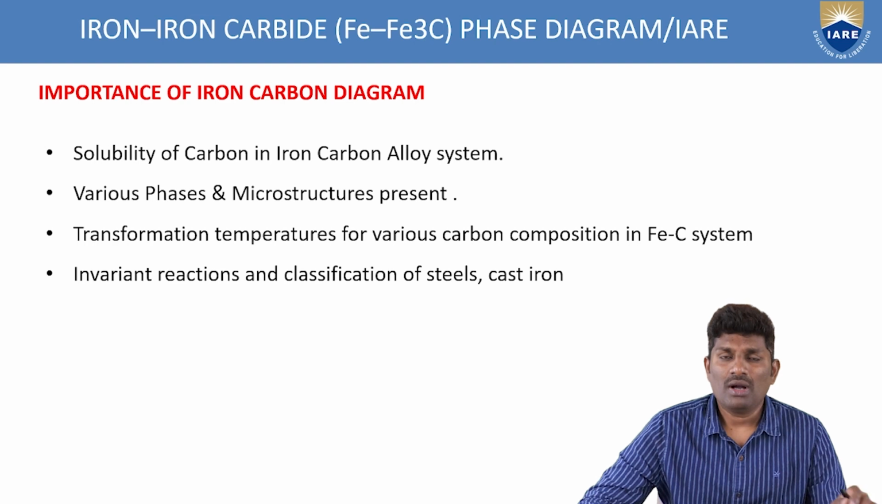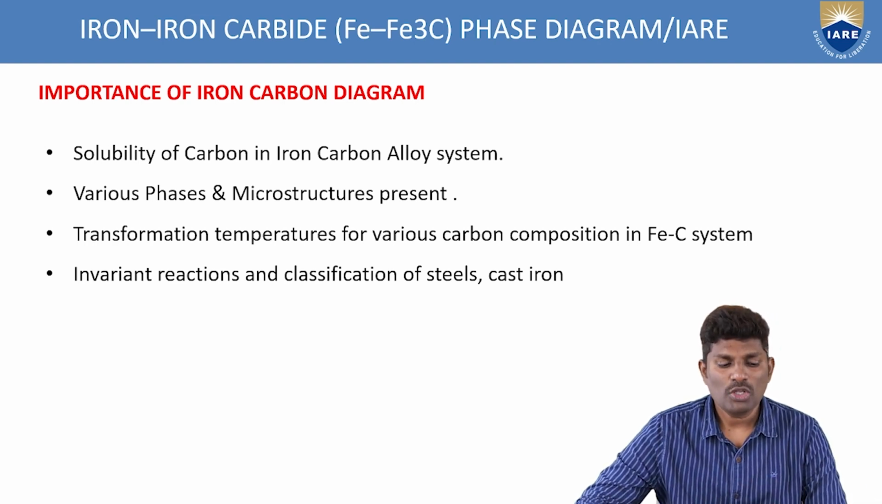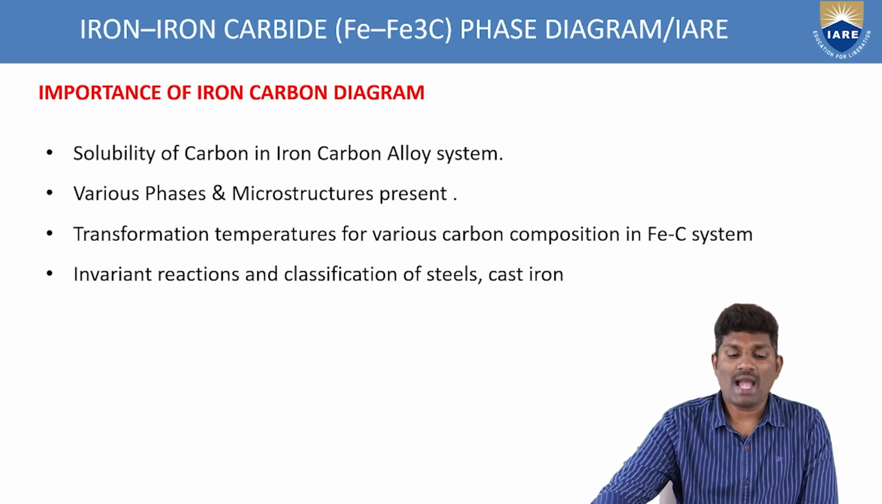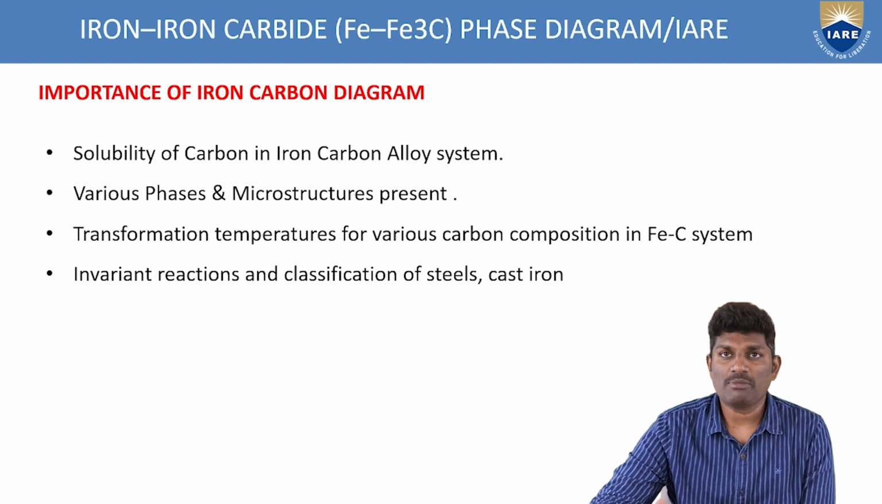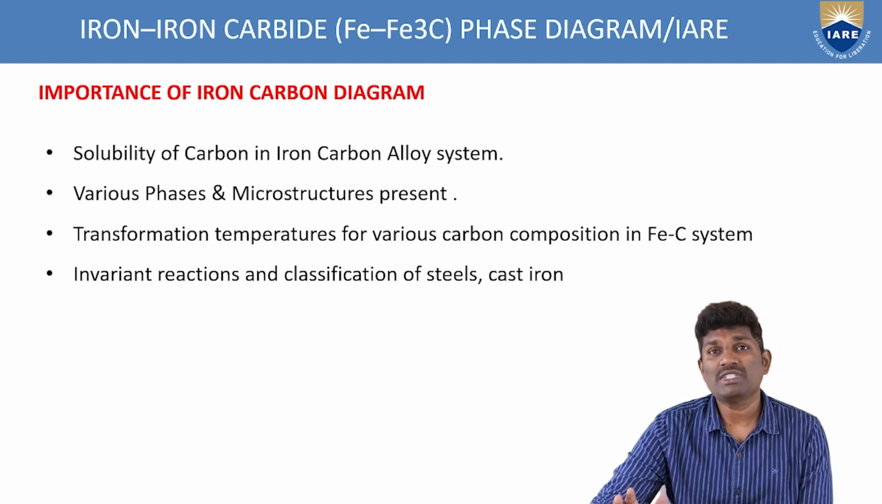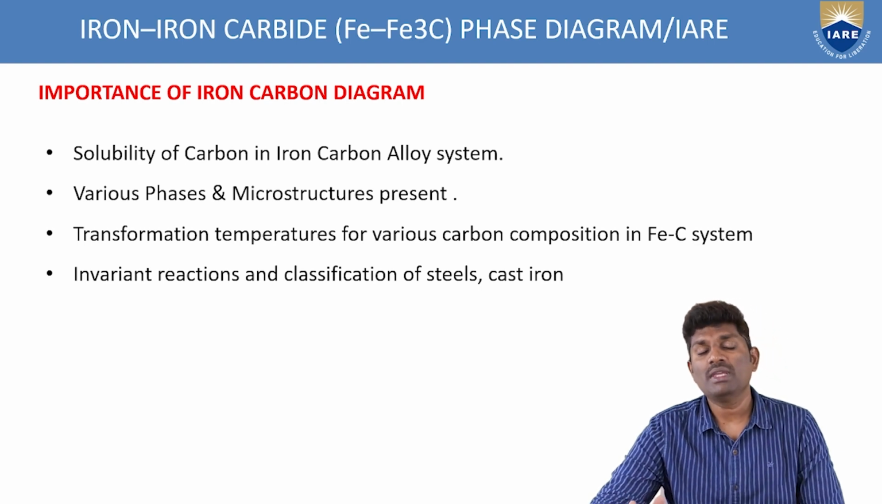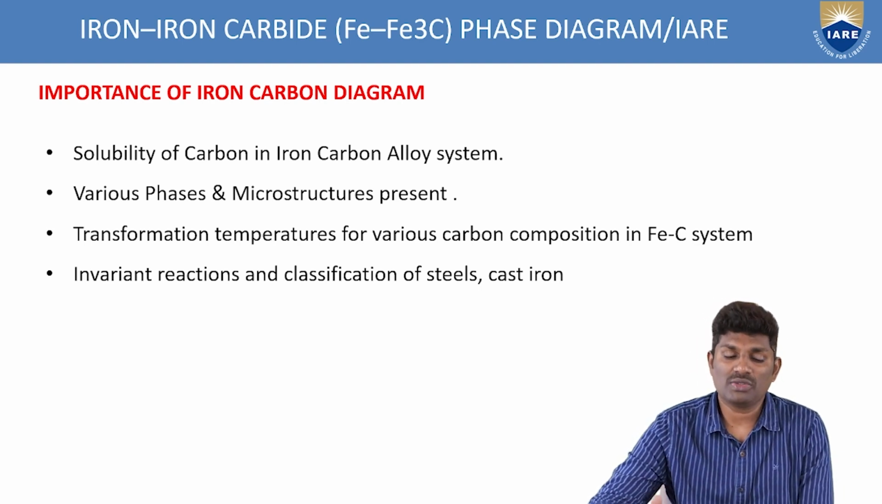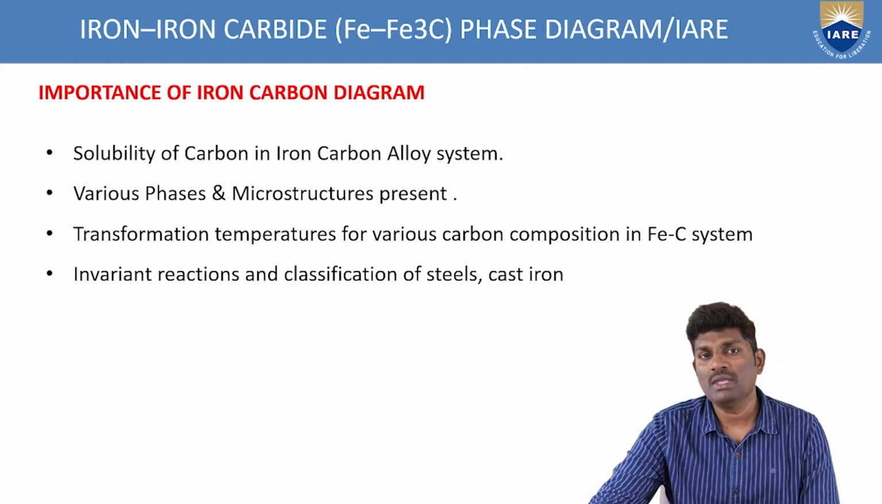And all these things we are studying. So what is the ultimate importance of this phase diagram? Solubility of carbon in iron carbon alloys can be identified. Various phases and microstructures which are present can be identified with the help of the phase diagram. Transformation temperatures for various carbon compositions in the Fe3C system can be identified. Invariant reactions and the classification of steel and cast irons can also be inferred. So these are the main important things we can get from the phase diagram.